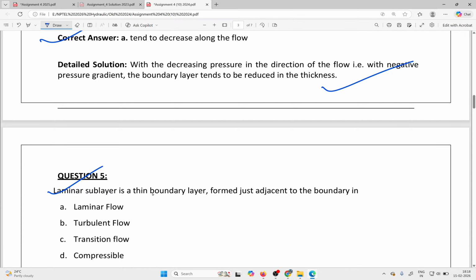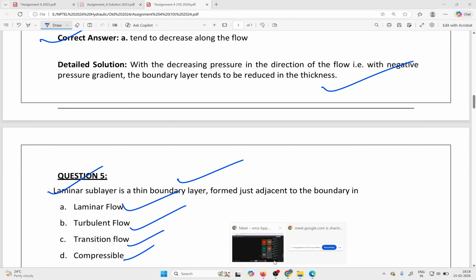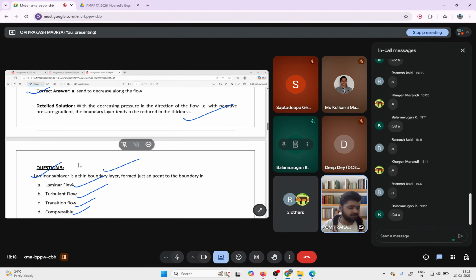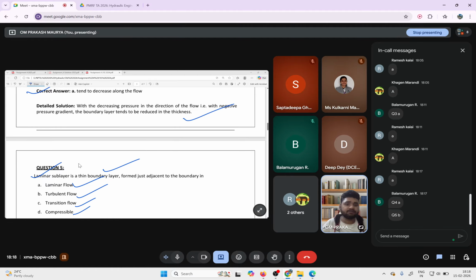The laminar sublayer is a thin boundary layer formed just adjacent to the boundary in: laminar flow, turbulent, transition, or compressible. Which option will be correct for question number 5? I need answer from all of you, please. From all of your sides, I need the answer.